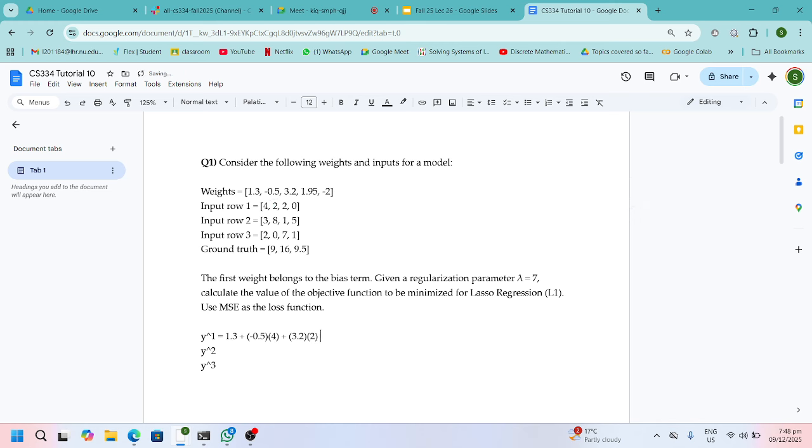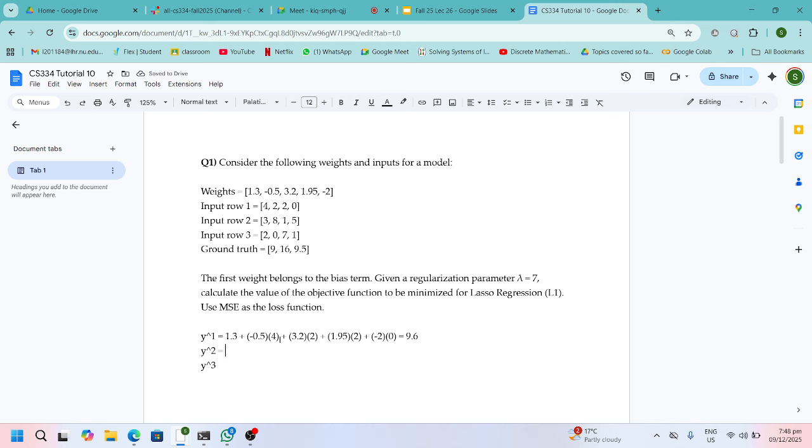So this is the list of features given to you, feature values हैं आपके पास. Then I will take the next one, which is 1.95, and I will multiply it with my next feature value, which is 2. Then you'll take the last one, minus 2, and you'll multiply it with its feature value, which is 0. So this comes out to be 9.6.